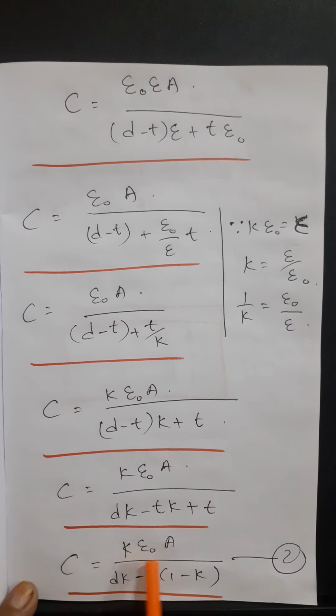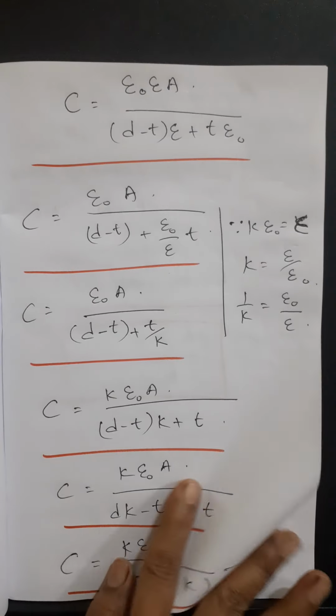Then C is equal to K epsilon naught A by d K. If you take t outside, then 1 minus K. So this is equation number 2.